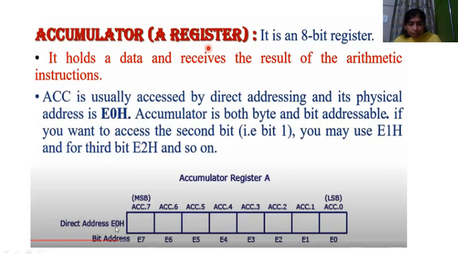This is the direct address, E0H, with the least significant bit and most significant bit. The least significant is E0 and the most significant is E7, ACC0, ACC1, ACC2, ACC3, ACC4, ACC5, ACC6, and ACC7. If we want to access bit 1, for example, it is E1H, and for the third bit it is E2H, and so on.